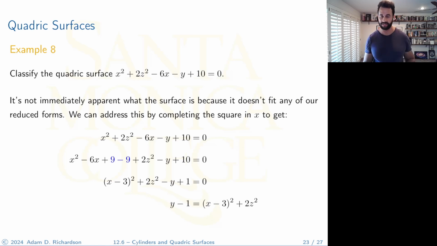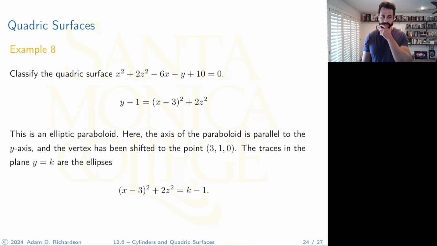So rearrange things a little bit, put the terms with x in it together, add and subtract the special number. In this case, it's 9. Then you can factor it to get (x minus 3) squared. That stays. And then we'll throw this to the other side and get a structure that looks like this. Now, looking at it, you could think about some of the traces and see what we get.